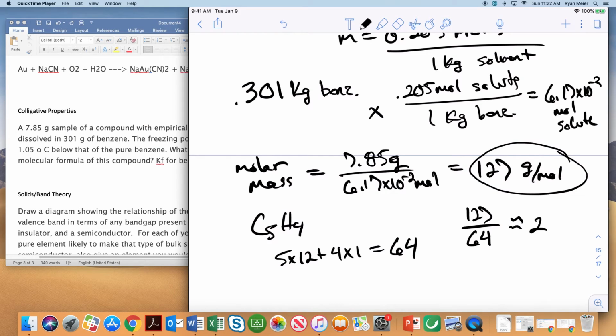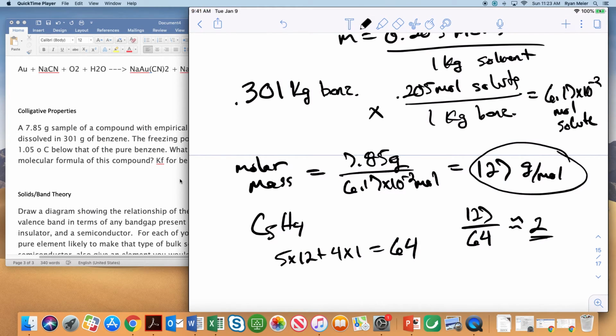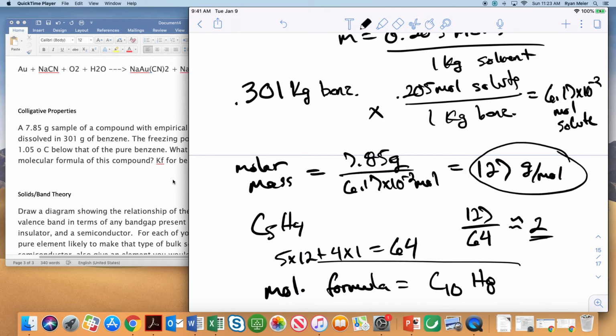So what does that mean? That means in order to get the molecular formula, I'm going to take that ratio of 2 and multiply my subscripts in the empirical formula by that ratio of 2 to get the molecular formula. So my molecular formula, oops, can't spell, molecular formula, should be C10H8. And those are my two answers on how I can go through that.